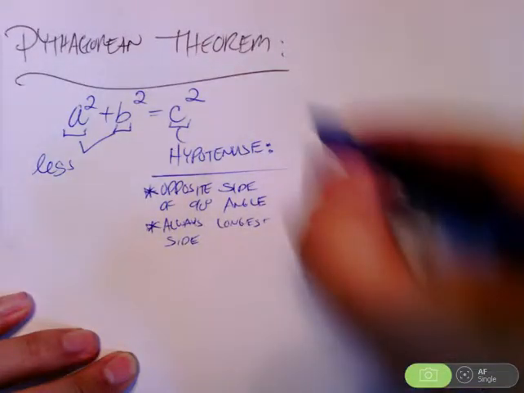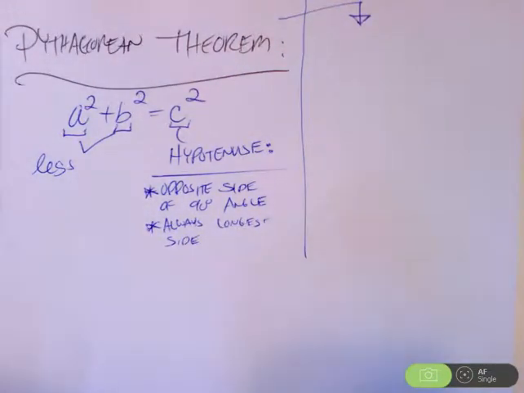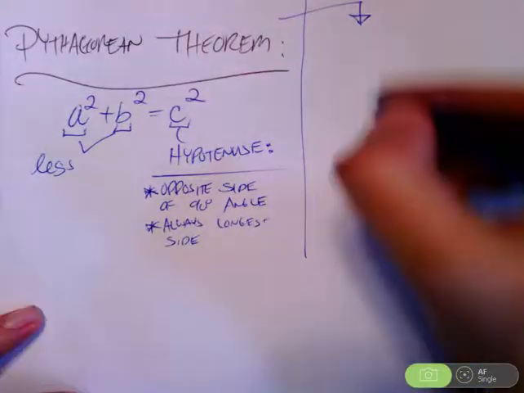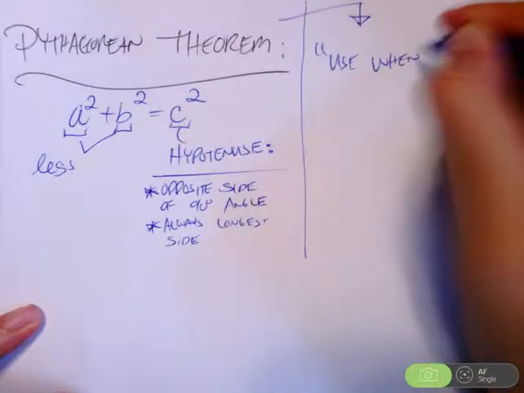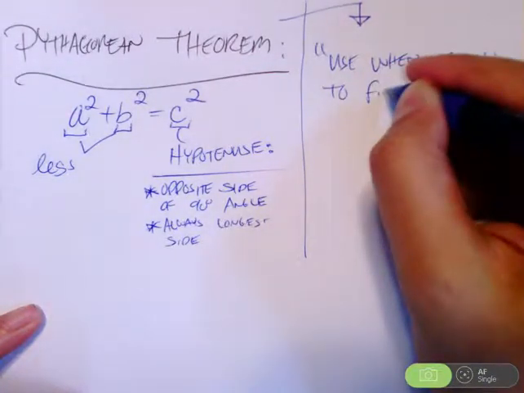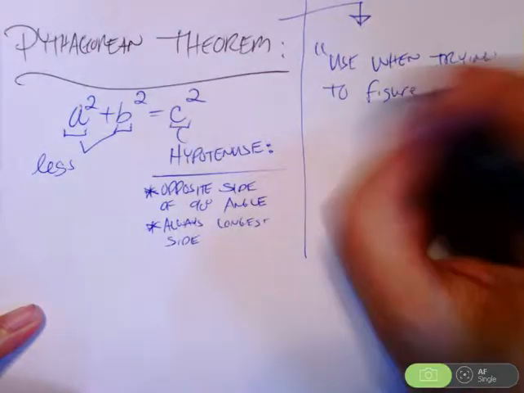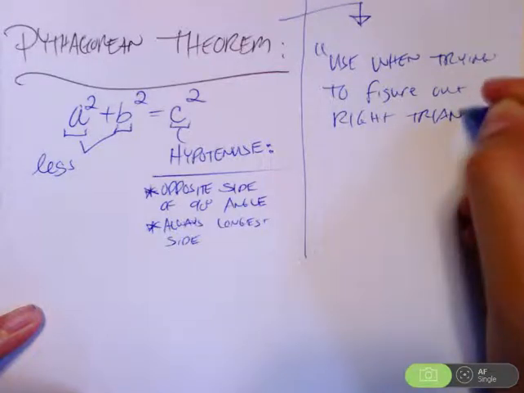One thing that I should have told you before: the only time you use the Pythagorean Theorem is when you're trying to figure out if it's a right triangle, okay? So, use when trying to figure out a right triangle. That's kind of a terrible sentence. I'm not an English teacher, forgive me.